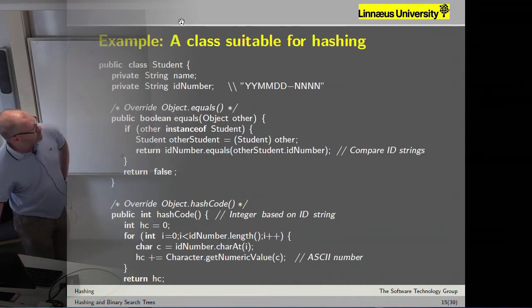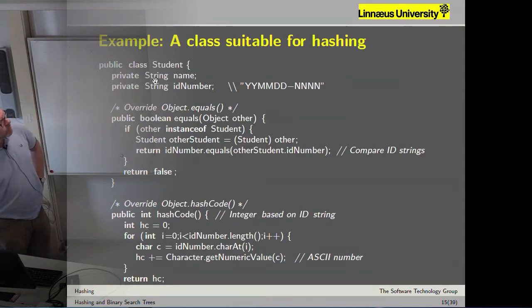So for example here, I have a class Student. I associate each student with a name and a Swedish ID number, like this. Then I'm overriding the equals method. I'm saying that two students are equal if they have identical ID numbers. We are using the ID number as a key here.